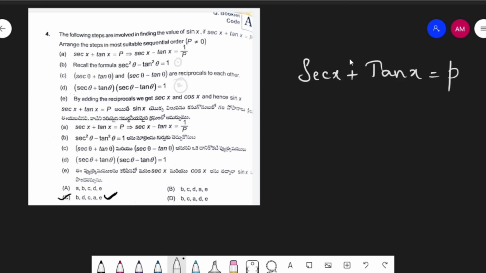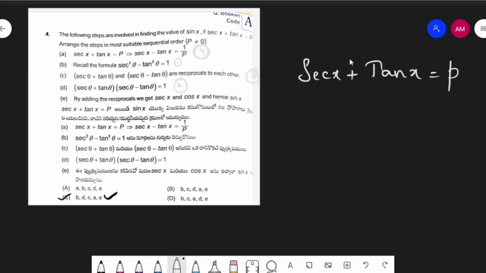Later, if we bring secant theta minus tan theta this side, we get secant theta plus tan theta equal to 1 by secant theta minus tan theta. What it means? Those two are reciprocal to each other. So C will be third step. Next, if we have secant theta plus tan theta is equal to p, then secant theta minus tan theta is equal to how much? 1 by p. So A will be the fourth step.